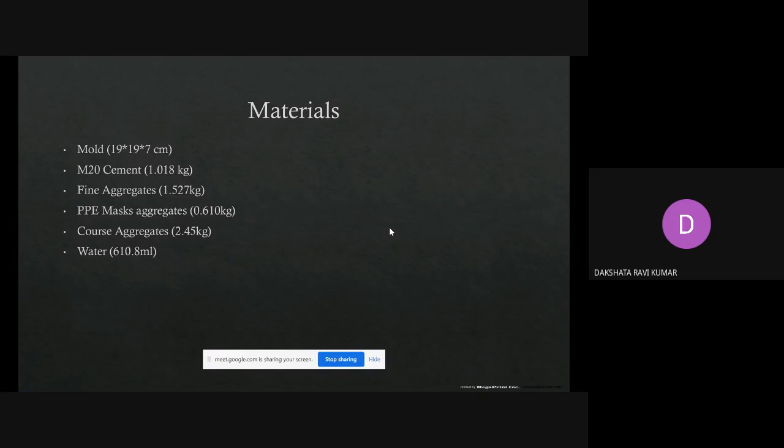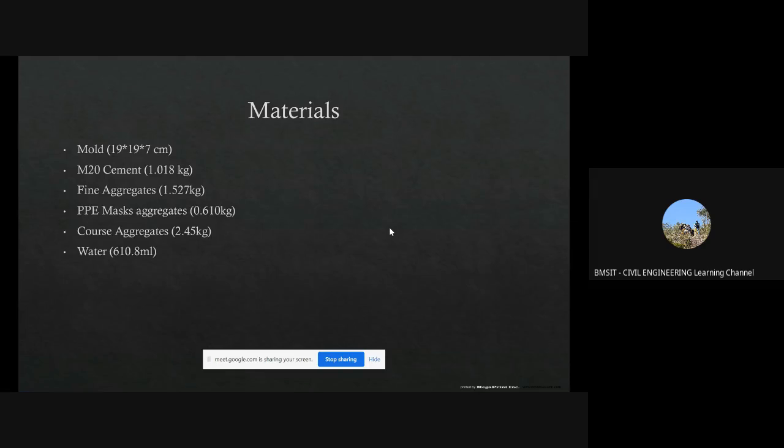Yes, sir. Let me interrupt you. There is a thing called M20 grade cement. Sir, have you studied concrete technology? There is 53 grade cement, 43 grade cement, 33 grade cement. M20 is not a grade of cement. Let me tell you. Okay, sir. Yes, sir. I'm sorry.